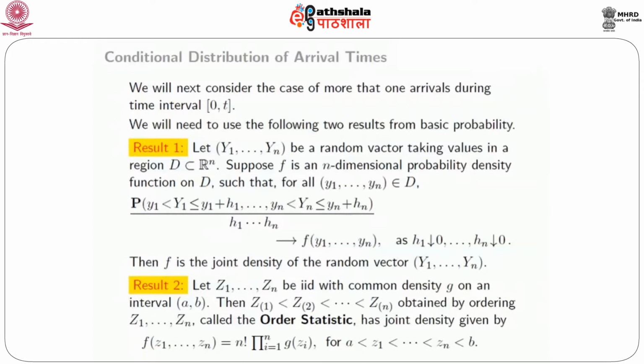In the one dimension case, this essentially says that in case there is a density, that is, if the derivative of the cumulative distribution function exists and is a probability density function, then that must be the density of the distribution. So this is just an extension of that to higher dimension. Result 2 is about order statistics. Suppose Z1, Z2, ..., Zn are IID with common density g on some interval a to b, then Z_(1), Z_(2), ..., Z_(n), obtained by ordering Z1, Z2, ..., Zn in increasing order, called the order statistic, has the joint density given by f(z1, z2, ..., zn) for z1 less than z2 less than ... less than zn, the product of g(zi) from i equals 1 to n, but then multiplied by n factorial.